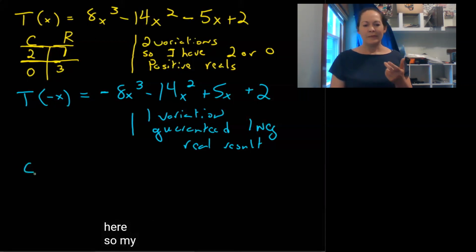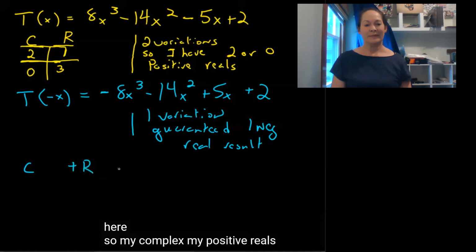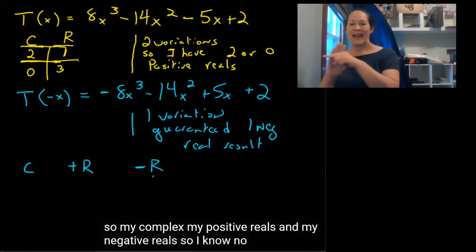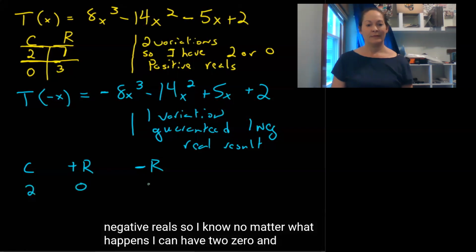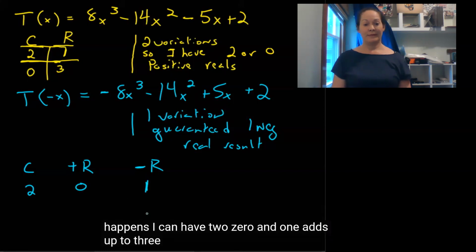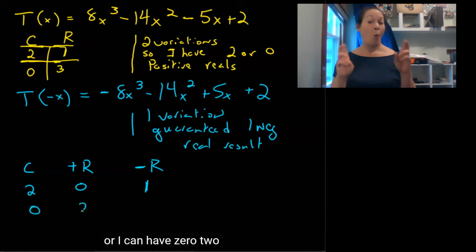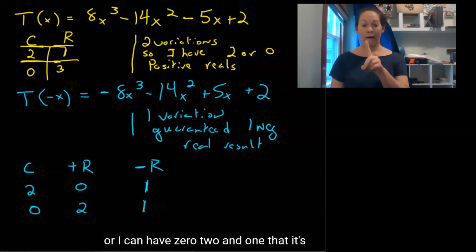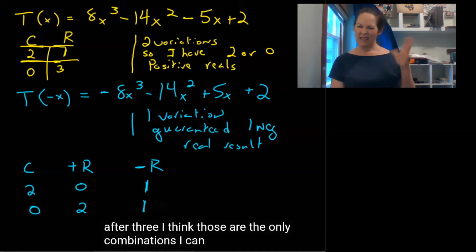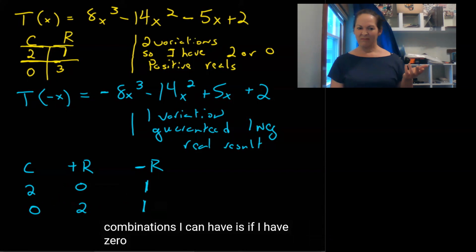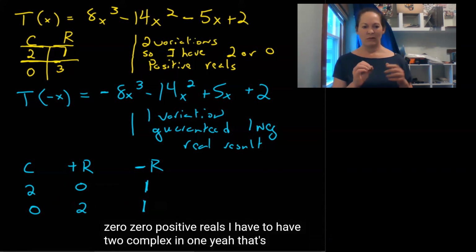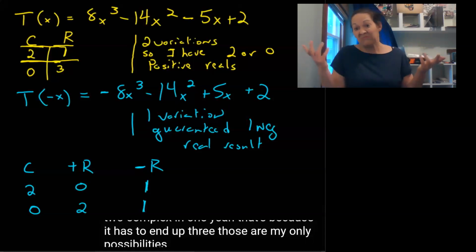So my complex, my positive reals, and my negative reals. So I know no matter what happens, I can have 2, 0, and 1. That adds up to 3. Or I can have 0, 2, and 1. That adds up to 3. I think those are the only combinations I can have. Because if I have 0 positive reals, I have to have 2 complex and 1. Yep, that's it. Because it has to add up to 3. Those are my only possibilities.